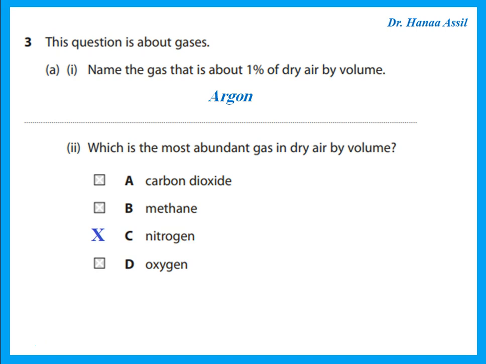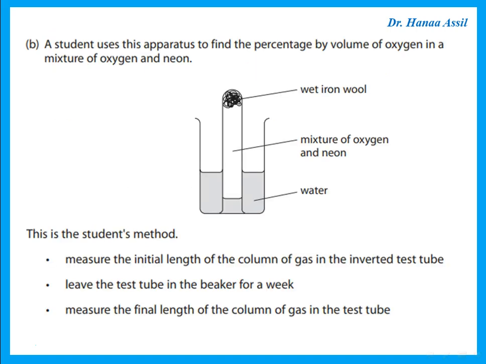So we have argon is 1%. You should know that oxygen is 20% or 21%, and nitrogen is 79%. Carbon dioxide is a very small amount. Carbon dioxide is about 0.03%, and methane should not be present at all, but actually sometimes it is.